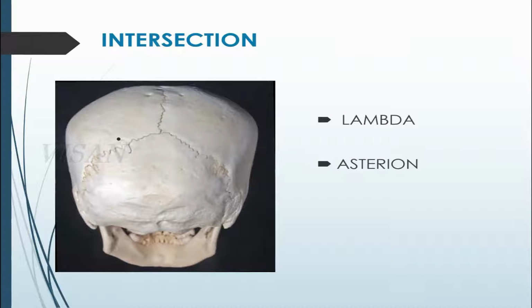The intersections are the points where the sutures meet. In this picture, we can see the meeting point of the sagittal suture and lambdoid suture, which is called lambda, where the pair of parietal bones and the occipital bone meet. At the same time, we can see another intersection between the lambdoid suture, parieto-mastoid suture and occipito-mastoid suture, where the parietal bone, the occipital bone and the mastoid process of the temporal bone meet. This point is called asterion.